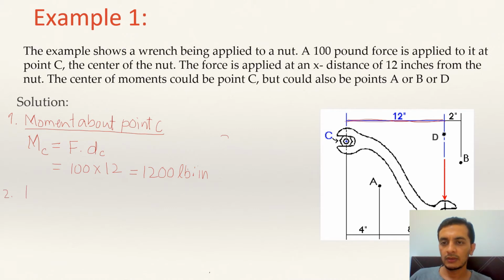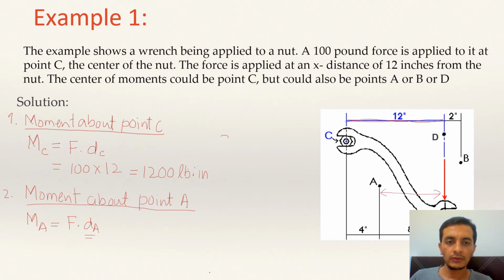Similarly, we can find moment about point A. For this, we call this MA equals F times dA. This is the distance between point A, this one, and the applied force. This is dA. This one was dC. The applied force remains the same, which is 100 pounds times dA. dA is 8 inches here, as you can see. So it is 800 pound-inches, right? This is the moment of this force about point A.